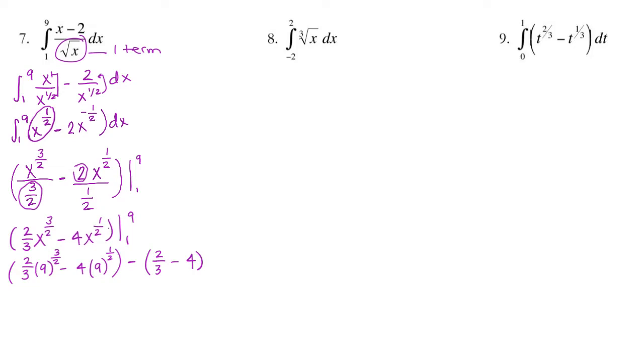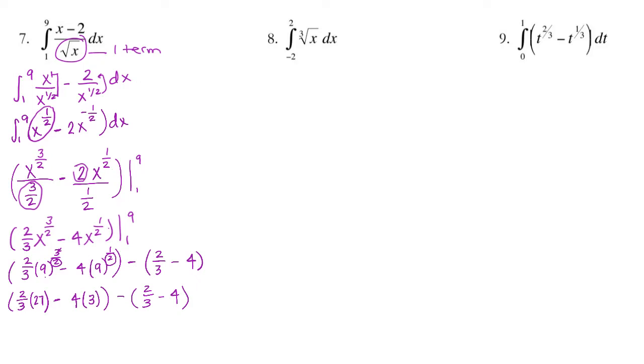Now let's review how to do this rational exponent. So here we're going to have 2/3 times, the bottom part is our square root, so the square root of 9 is 3, and then 3 to the 3rd power is 27, minus 4 times, and again that bottom, that 2 is square root, so the square root of 9 is 3, 3 to the 1st power is just 3, and then that's all going to be minus 2/3 minus 4.